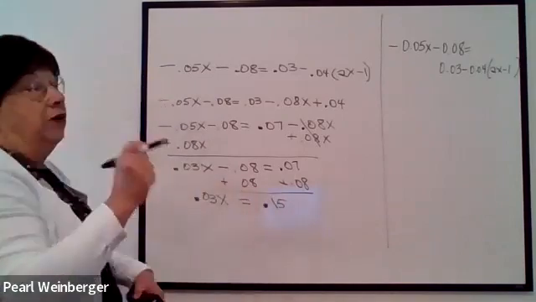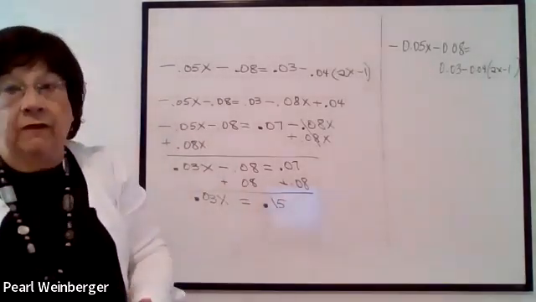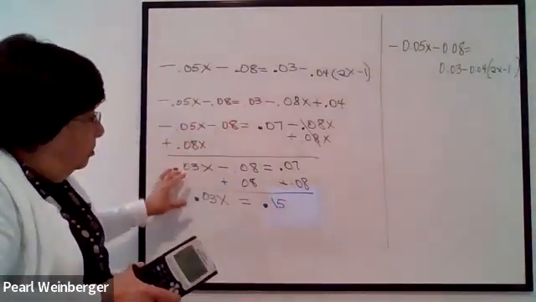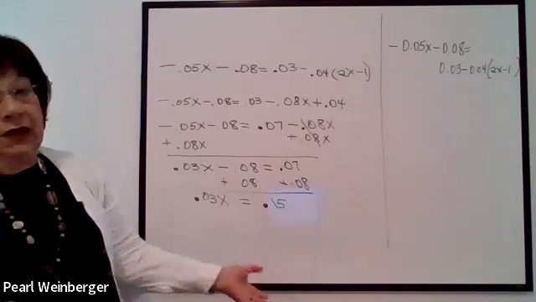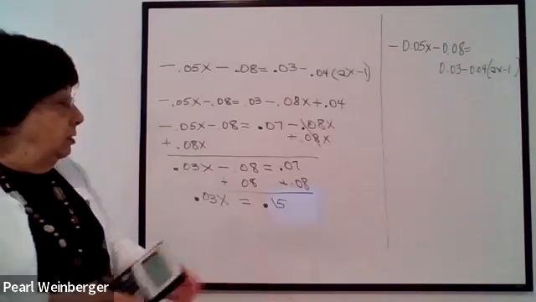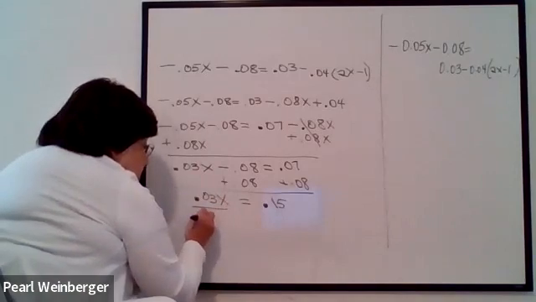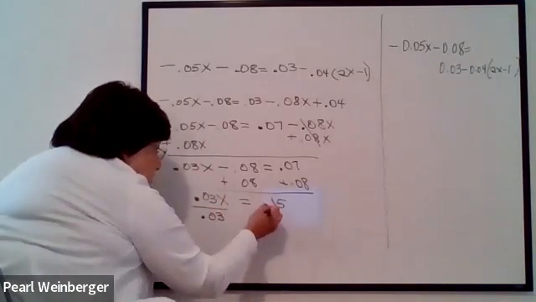You have to be careful with the placement of the decimal point. Really, that's the only thing that's making this difficult, is that decimal point. The rest of it is easy, it's just regular numbers. Of course, now I'm going to divide by 0.03 on both sides.